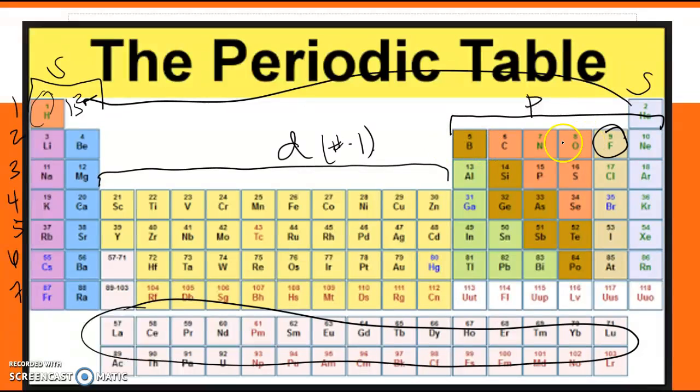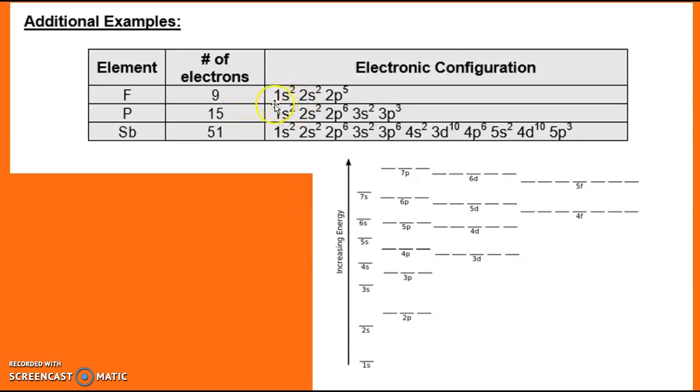And then 5 in the 2p, so 2p5. As you look at this example, you'll see we've got 1s2, 2s2, 2p5. And you'll see they get exponentially longer as you go down. Something like Sb, antimony, which has the atomic number 51: 1s2, 2s2, 2p6, 3s2, 3p6, 4s2, 3d10, 4p6, 5s2, 4d10, 5p3. You see they get very long. But again, all of these numbers come from here.